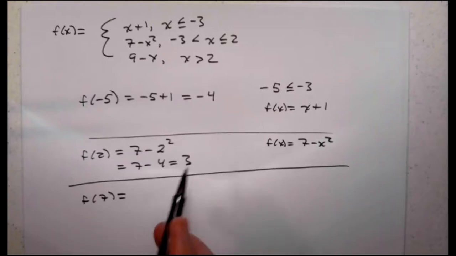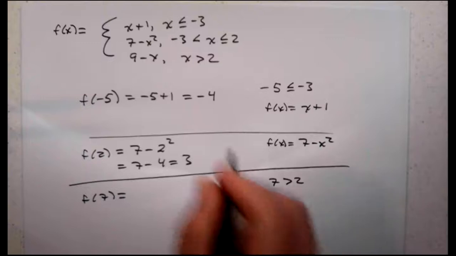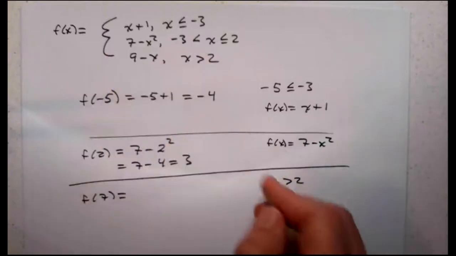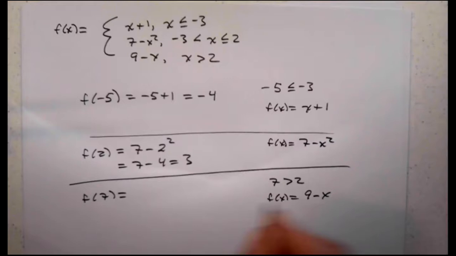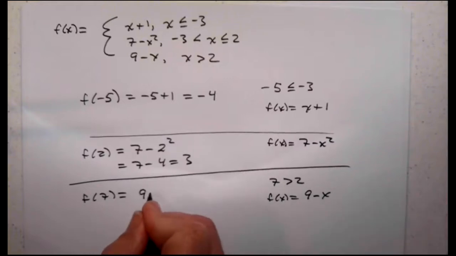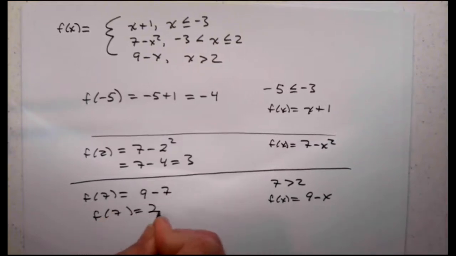And the third part I want is f of 7. Okay, well, 7 is certainly on this branch. 7 is greater than 2, so that puts me on the third branch. So at this point, I've got to use f of x is 9 minus x. So f of 7 would be 9 minus 7. f of 7 would be 2.